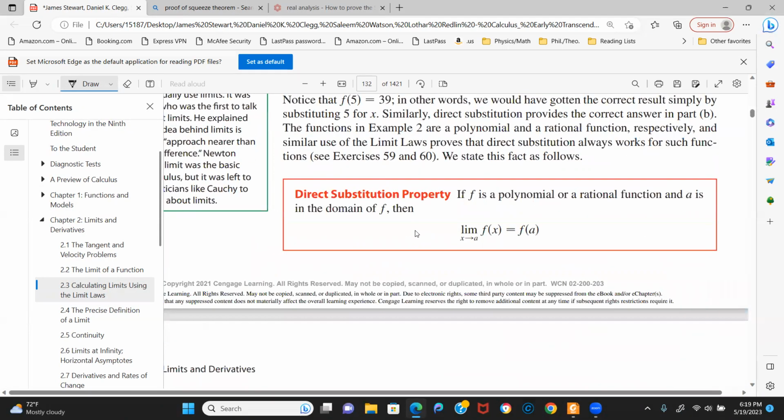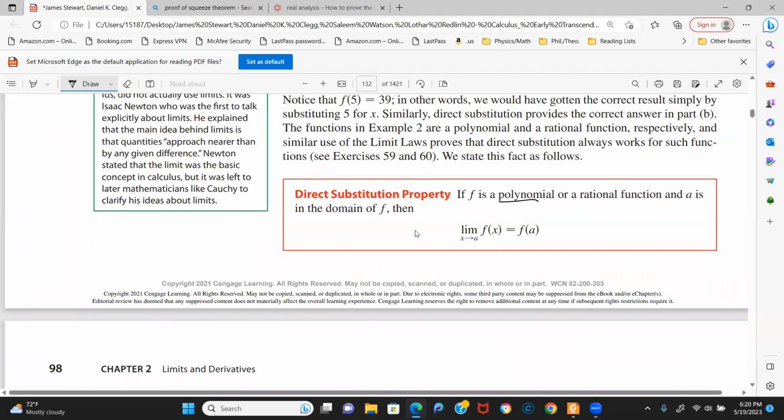Yes, right here. It was this direct substitution property, and it said that if you have a polynomial or a rational function, and this point a is in the domain of f, then to compute the limit of f of x as x goes to a, you simply evaluate the polynomial or the rational function at that point. We proved this substitution property for polynomials, and then from there you can easily prove it for rational functions.